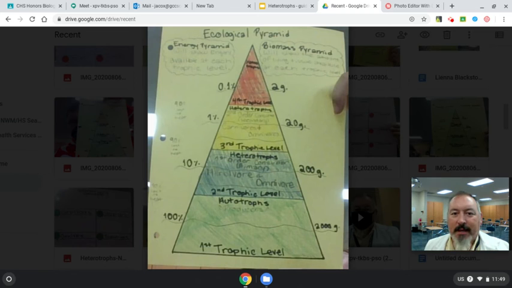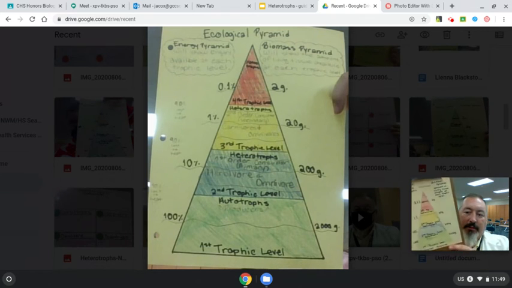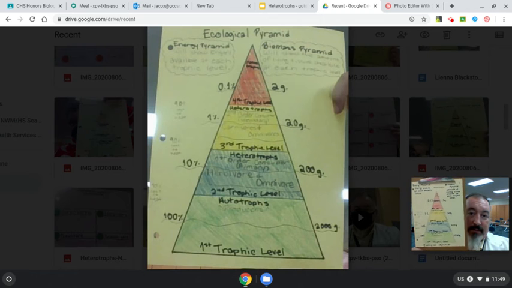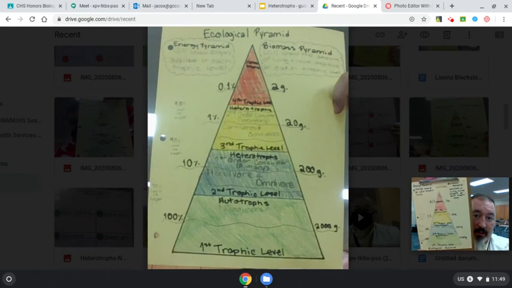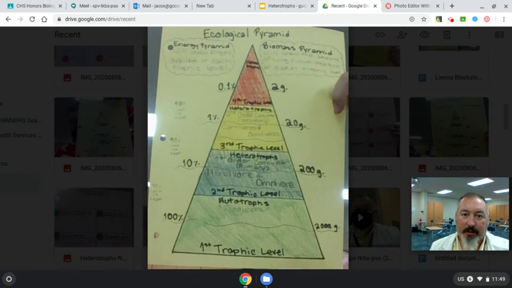Hey guys, so the second video is going to be focused on the ecological pyramid. In the end, you'll create a document a lot like this. To do this, you'll need a piece of paper, a Sharpie, colored pencils, and a ruler. So let's go ahead and make sure that we are completing this. I'll go over some of the different parts.